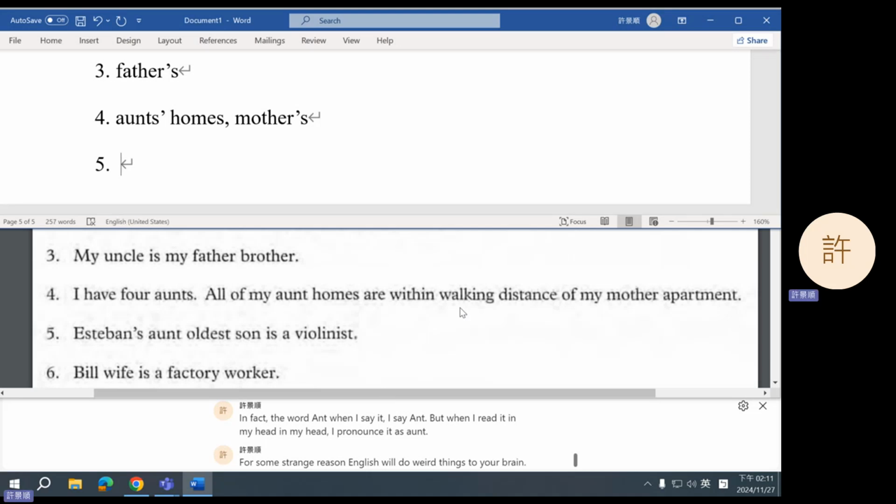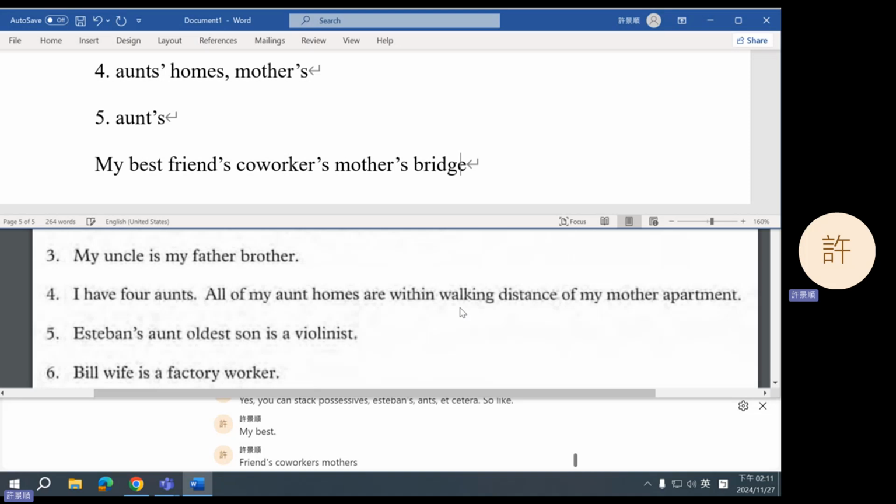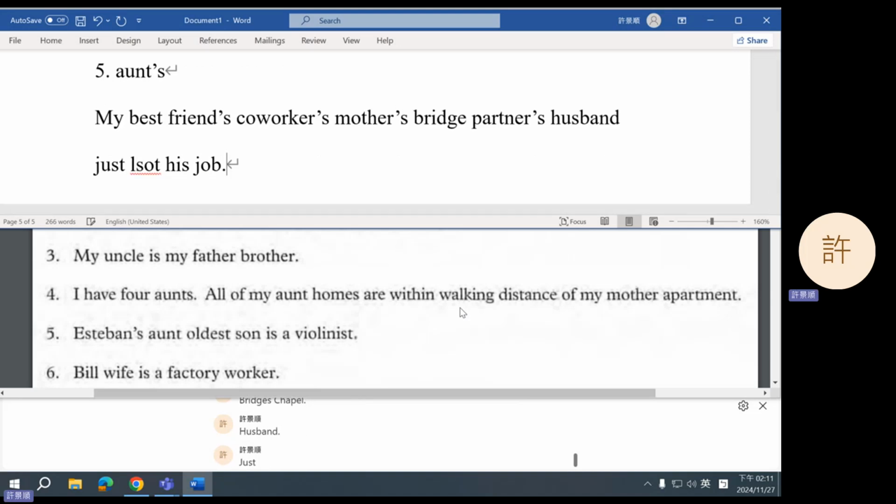Number 5, Esteban's aunt's oldest son is a violinist. Yes, you can stack possessives, Esteban's aunt's, etc. So like my best friend's co-worker's mother's bridge partner's husband just lost his job. This is a perfectly grammatical sentence.